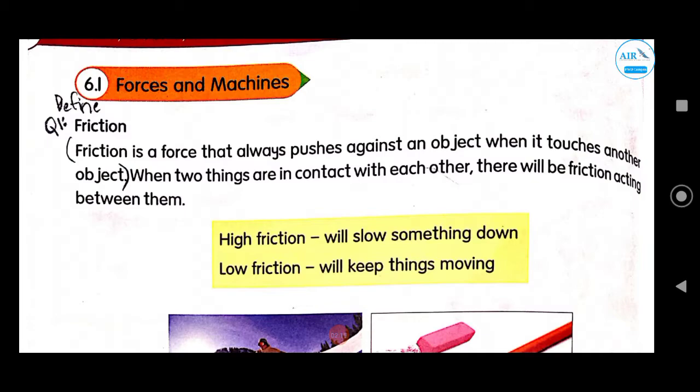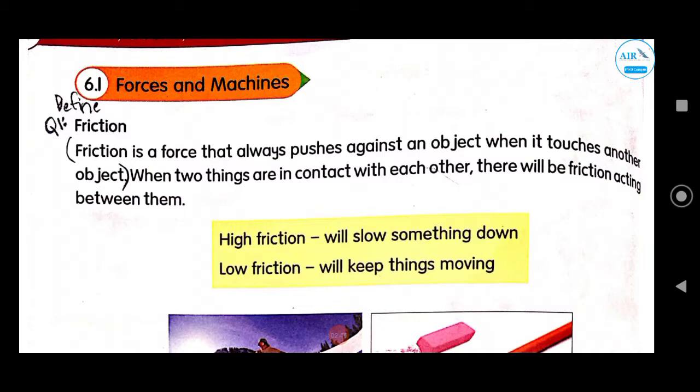For example, if you slide your palms, your hands, over one another, you can feel heat produced due to that force. So that is the frictional force produced when hands are being slid over one another. So whenever two things are in contact with each other, there will be friction acting between them.